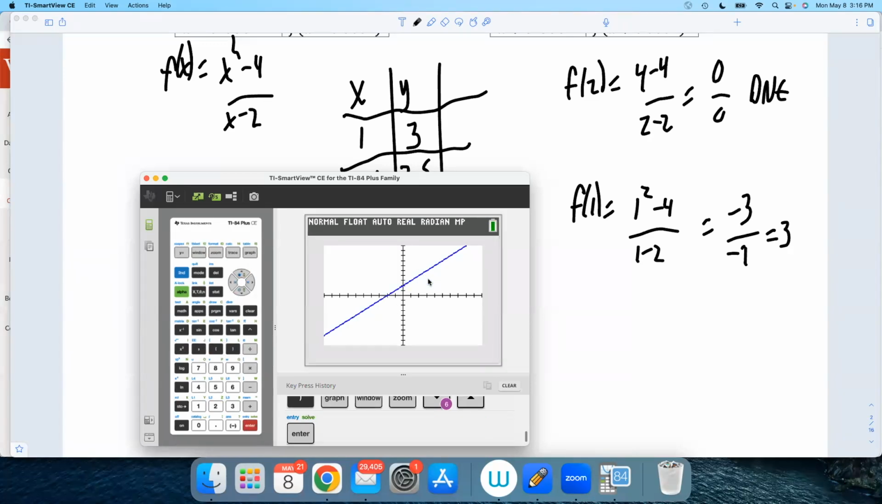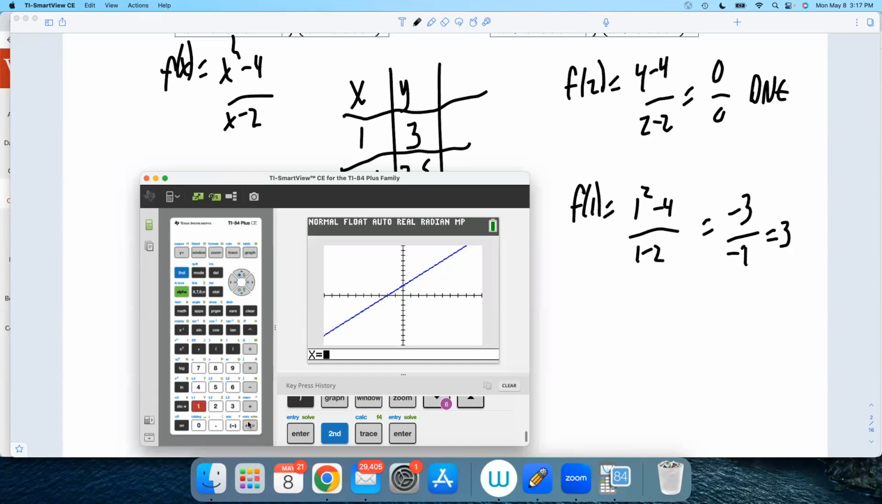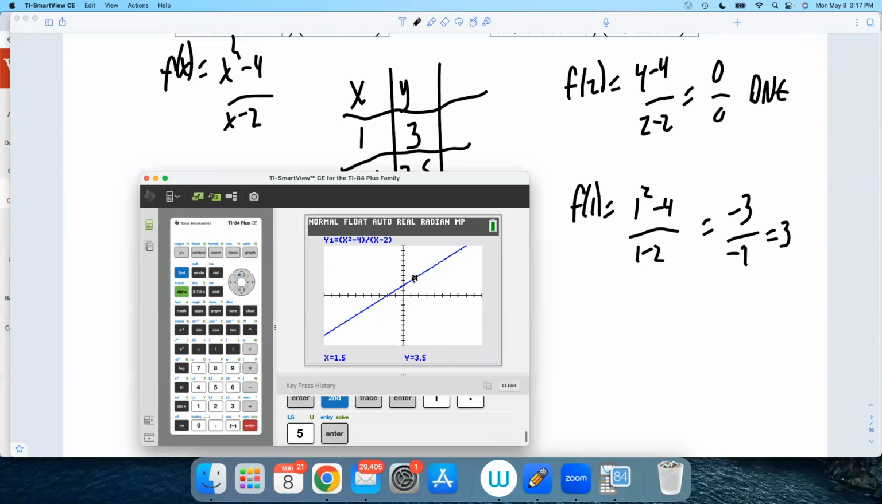Now I can actually have it graph or plot one single point at a time if I want. I can go under calc right there. Above trace is calc. I could hit second trace to get the calc and find the value. So I get to plug in x values now. So I could do x equals 1.5. And it not only gives me the y value, but it shows me the point.